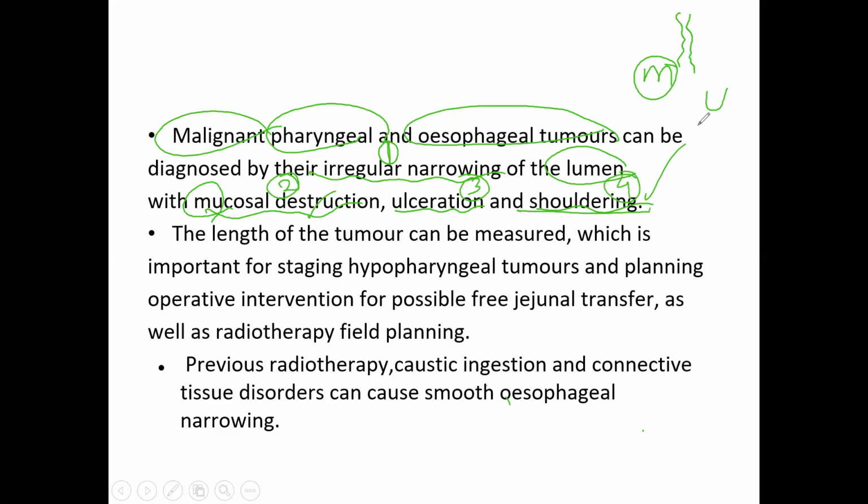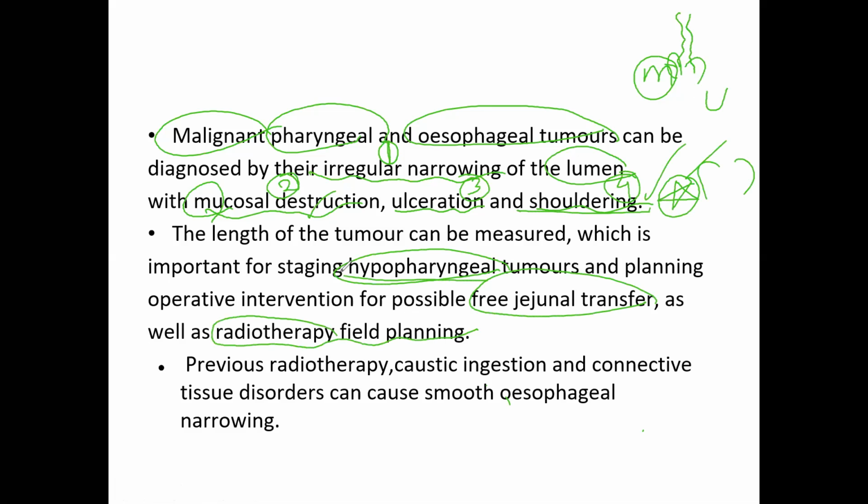Number 4 is shouldering. You should keep in mind ulceration and shouldering, something like a shoulder that is formed over here. The length of the tumor can be measured for staging hypopharyngeal cancers and planning operative intervention for free jejunal transfer, as well as radiotherapy field planning.